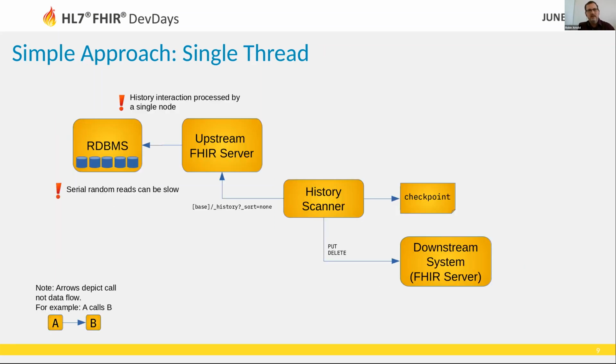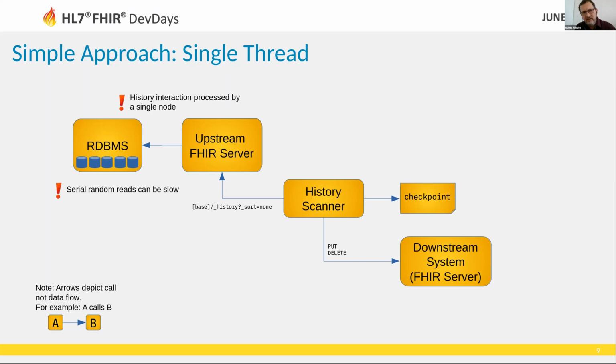So what might this look like in an implementation? What you would have here is a history scanner component deployed into your environment, and this would make calls to the upstream server, the upstream FHIR server, and then basically take the bundle responses and then just push them down, maybe individually, to a downstream system, which again could be a FHIR server or it could be some other server.